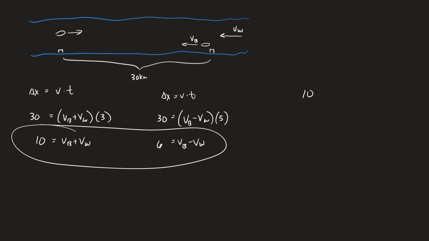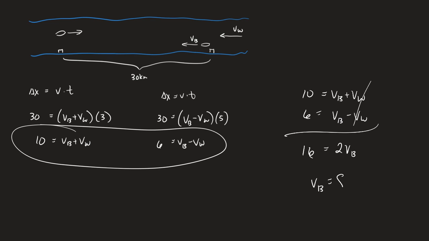You kind of looked at me quizzically, but I get V boat plus V water equals 10, and 6 equals V boat minus V water. If I just add these 2 equations together, the negatives cancel out, and I get 2 times V boat equals 10 plus 6, which is 16. So the velocity of the boat has to be 8. Looks like the velocity of the water is 2, if you needed that.